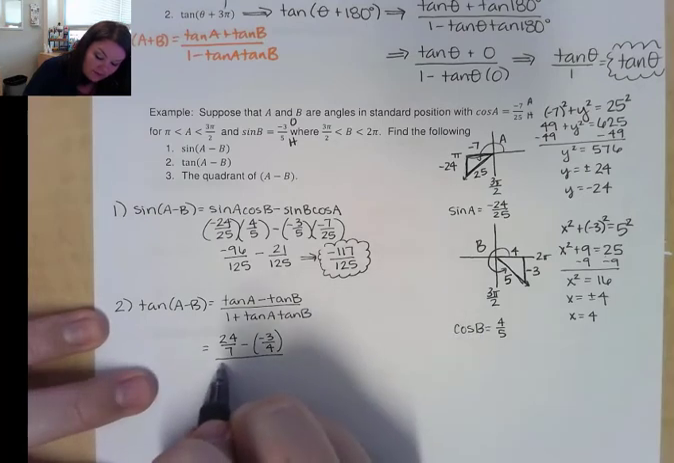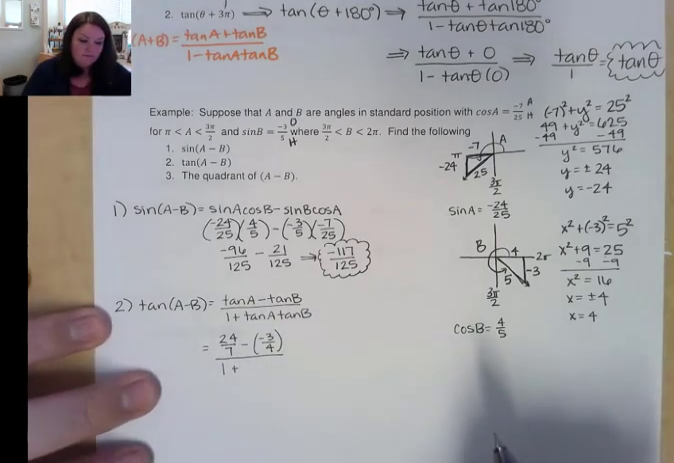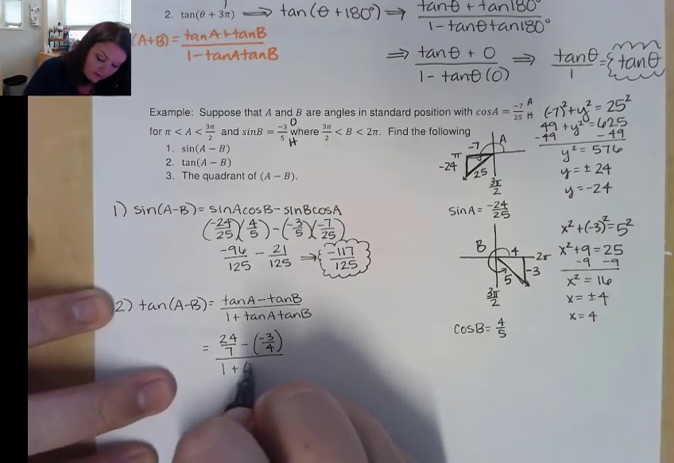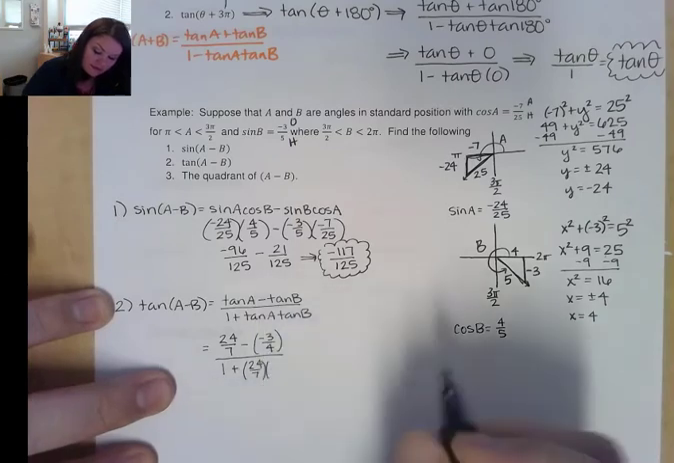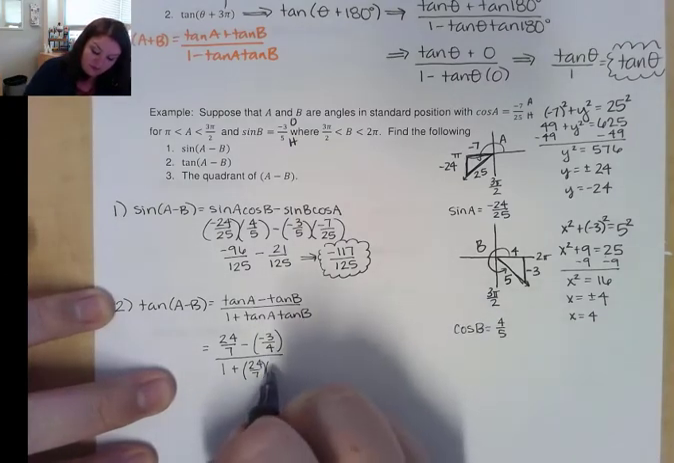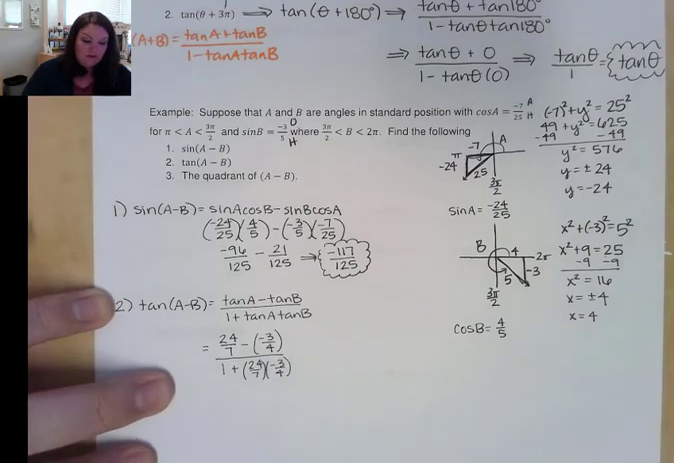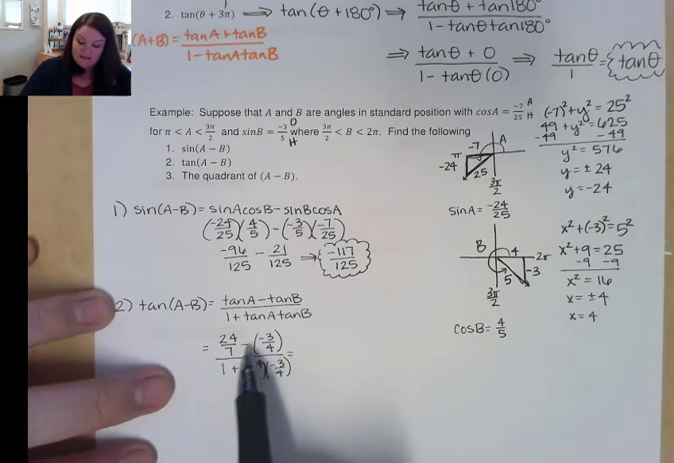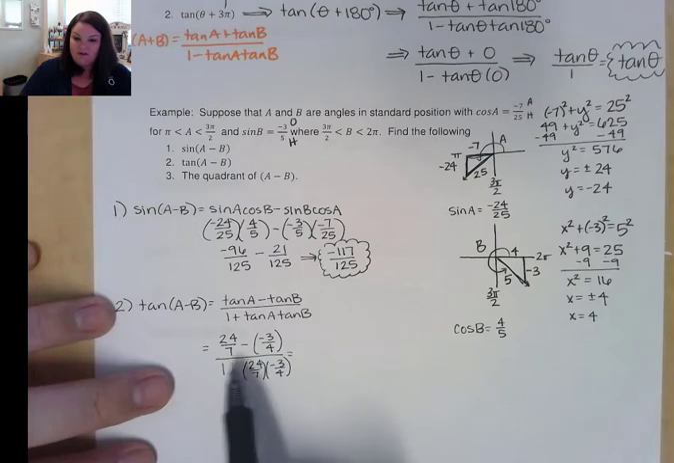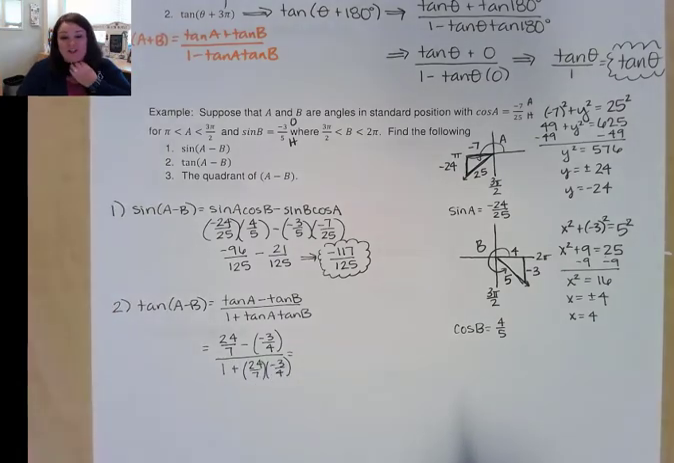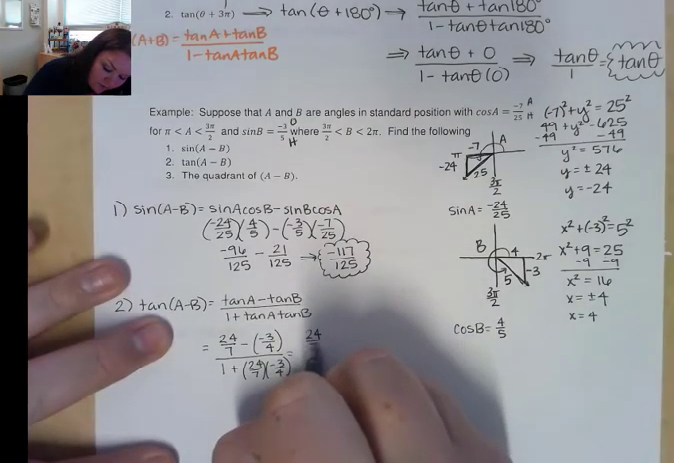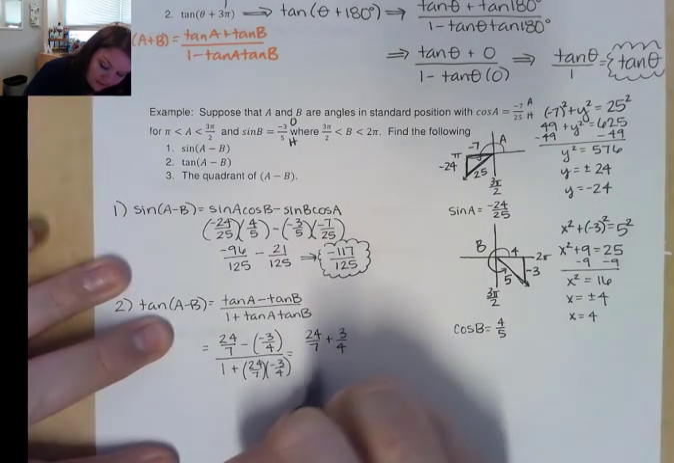And then on bottom, I'm going to do 1 plus tangent A, which we found to be 24 sevenths, times tangent B, which we found to be negative 3/4. Okay. So I want to simplify this as much as I can. This is going to turn into an addition, but I definitely need a common denominator here, right? Or you can use your fraction button on your calculator. So let's go ahead and change this into 24 over 7 plus 3/4.